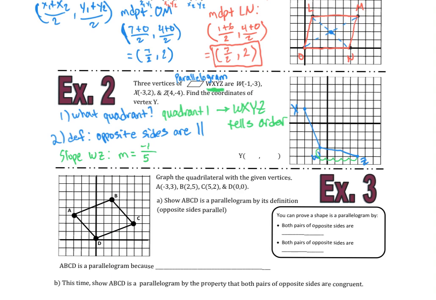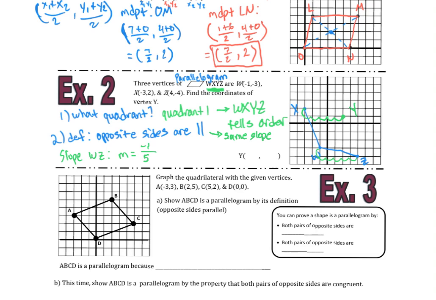I know that the slope going from X to Y, the opposite side, has to be parallel to that. And if you remember, parallel lines have the same exact slope. So look how easy this is. I'm going to start at point X and use that same slope, -1 over 5. So I'm going to go down 1 and to the right 5: 1, 2, 3, 4, 5. Boom. That should be point Y.